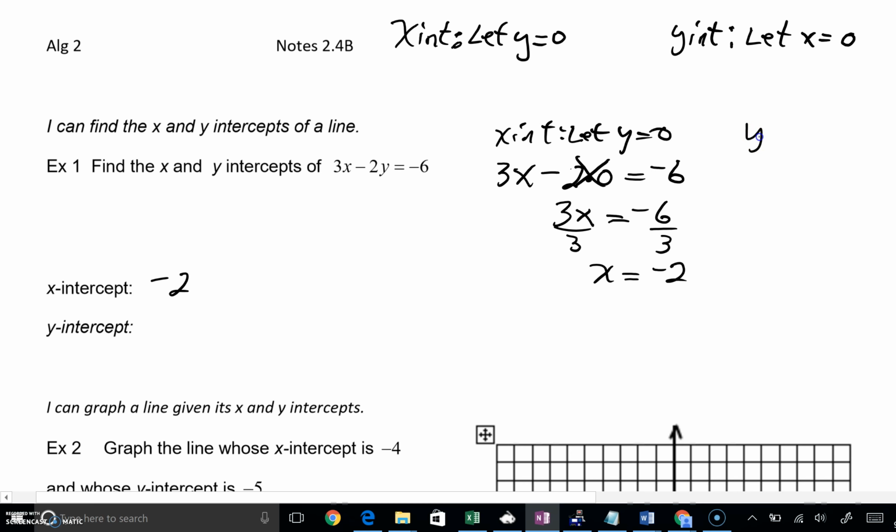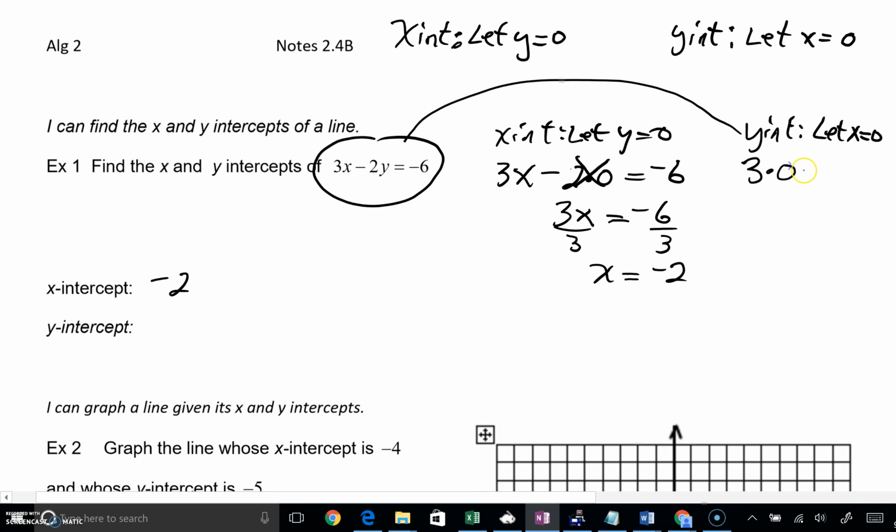To get a y-intercept, we're going to let x equal 0. And guys, as you do that, you're going to have the same equation, except now it's 3 times 0 minus 2y equals negative 6. Plugging in 0, like we said before, just wipes everything out. You're going to have a very simple equation of negative 2y equals negative 6. You divide by negative 2, you get y equals positive 3. And you're done.